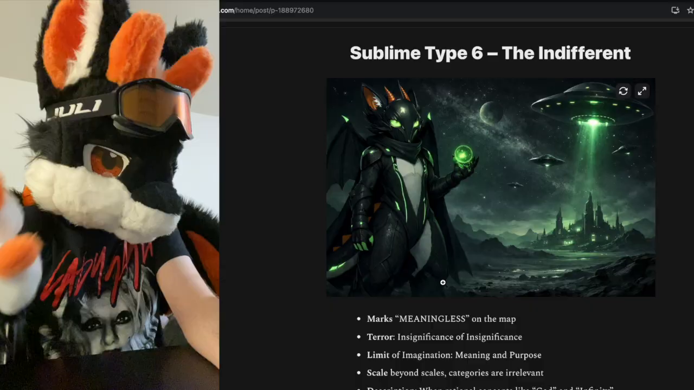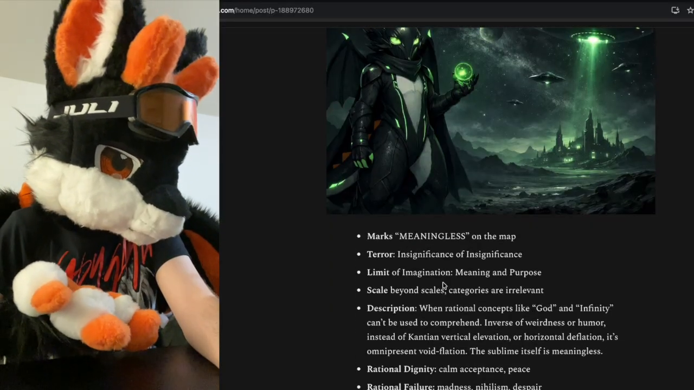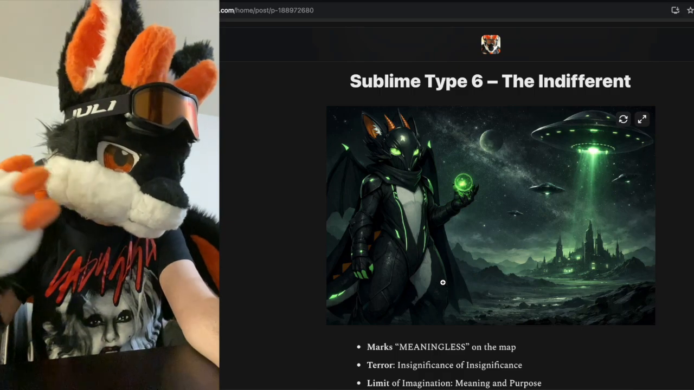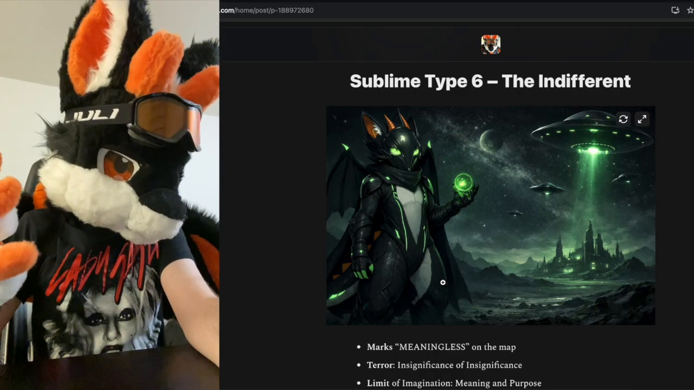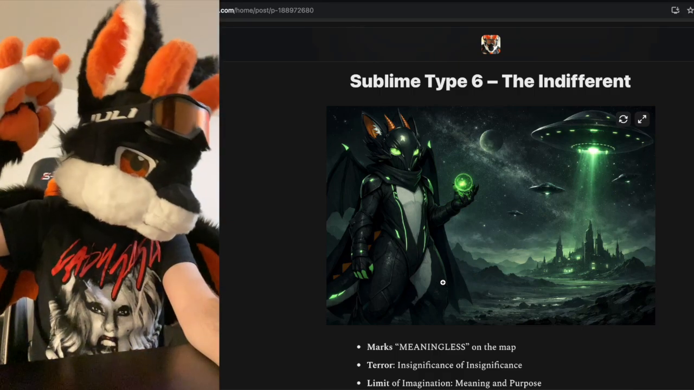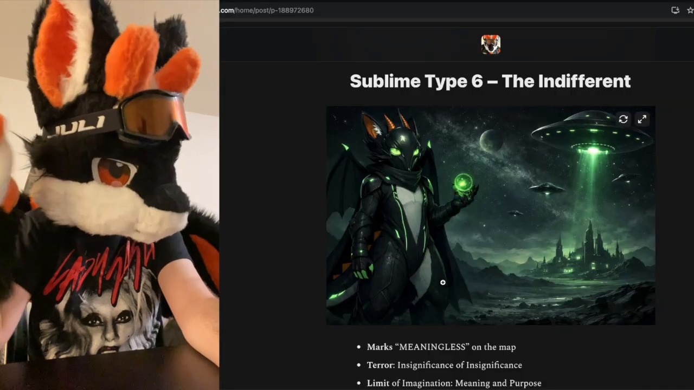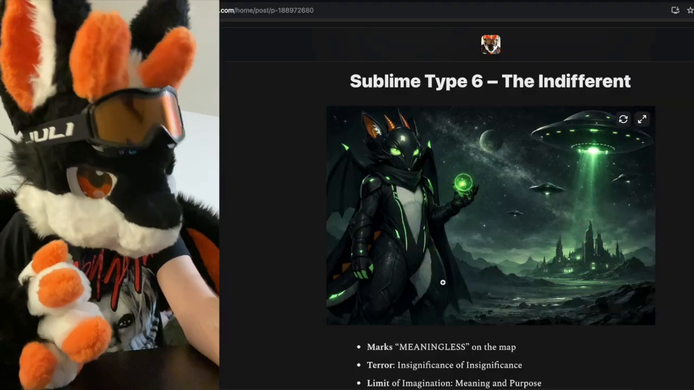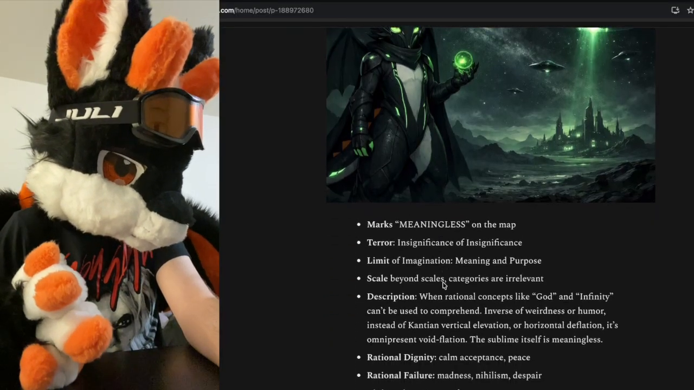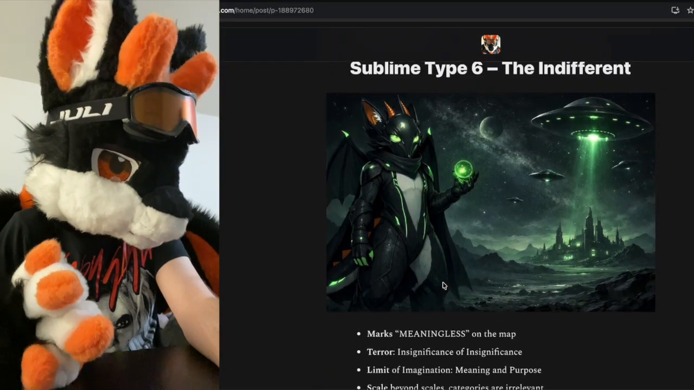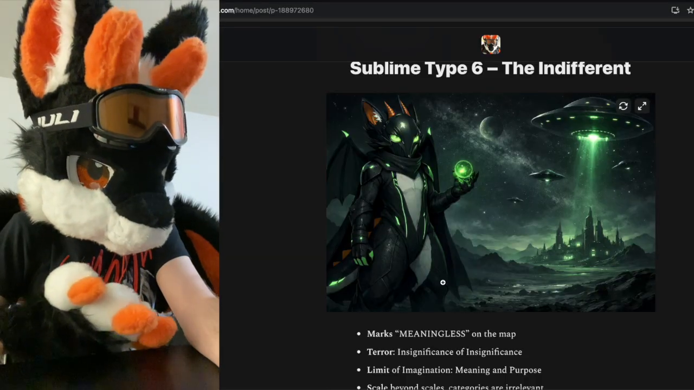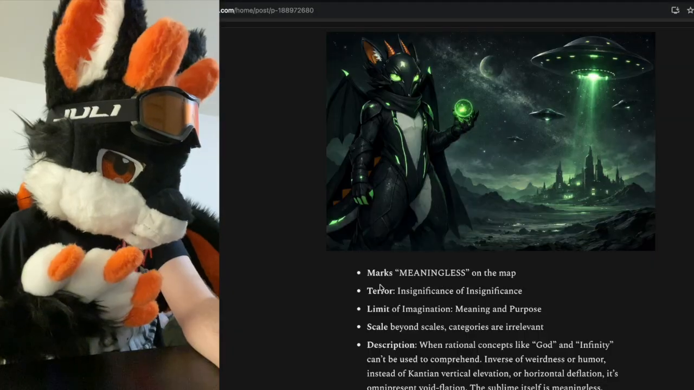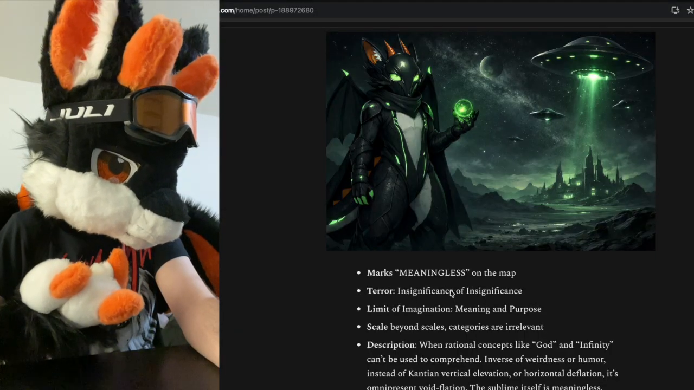The next sublime is the indifferent. So some people might say that the indifferent is just taking the mathematical sublime to a higher level, and I think that's true to some degree, but the indifferent is much more powerful than that. And this is what Lovecraft is all about. This is what the Call of Cthulhu and all of that is. It's the terror of insignificance.